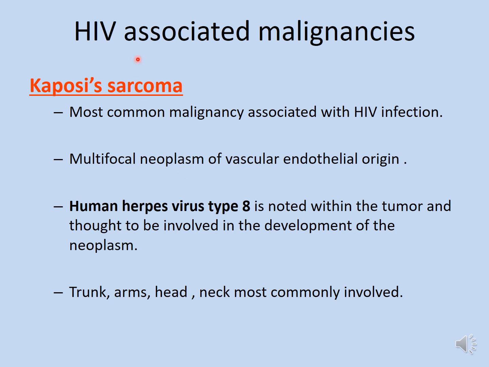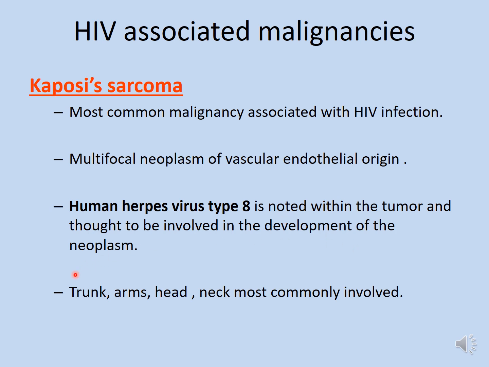Now, under the group 1 lesions, you also have HIV associated malignancy, which is Kaposi sarcoma. As I told you, it is the most common malignancy associated with HIV infection. It is a multifocal neoplasm of vascular endothelial origin. As I said, human herpes virus type 8 is responsible for the development of this malignancy. It is noted in this tumor and is thought to be involved in the development.